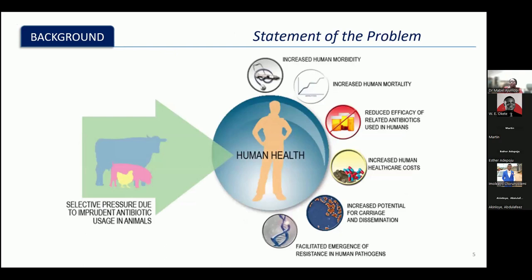When antibiotics are misused or overused in animals, it causes a selective pressure on certain bacteria populations by killing the susceptible bacteria, thereby allowing only the resistant bacteria to survive, and then they will multiply. Selective pressure negatively impacts human health, resulting in increased human morbidity, mortality, and reduced efficacy of these antibiotics. When people are sick, they can no longer cure the infection. Increased healthcare costs, longer hospital stays due to the treatment failure, and increased potential for dissemination of these superbugs, spreading from one host to the other or in the environment or along the food chain.